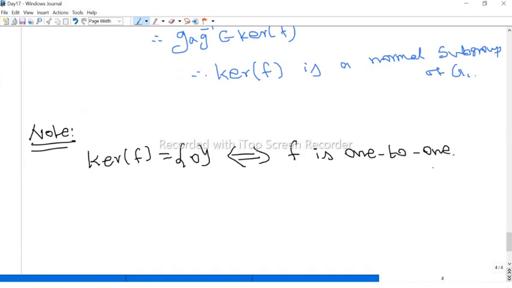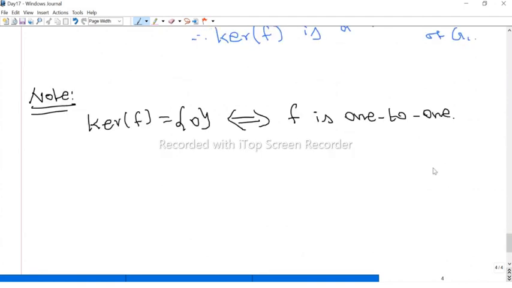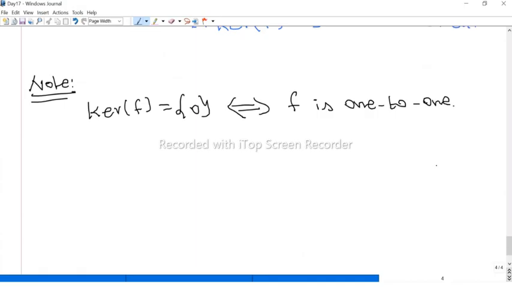We can prove this with a very simple proof. Anyway, I will prove it. We assume the kernel contains only the identity, so only the identity maps to the identity element, and then we have to prove that f is one-to-one. So assume the kernel of f contains only the identity element. Now what we have to prove? We have to prove f is one-to-one. So how to prove f is one-to-one?